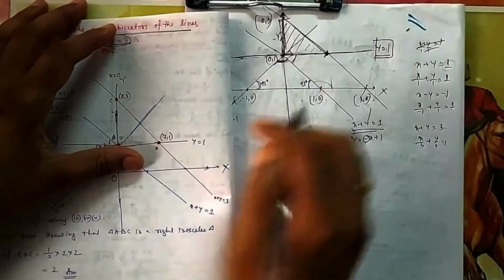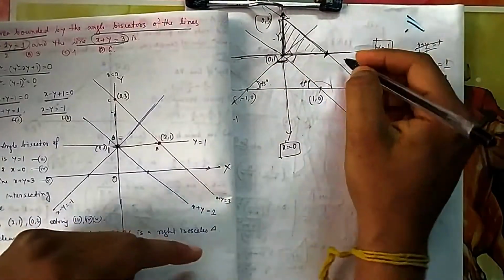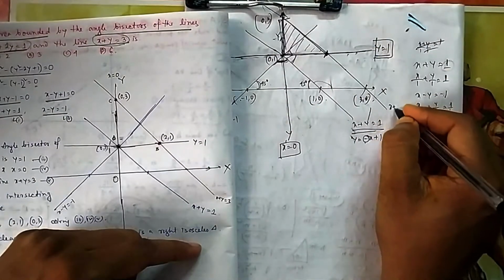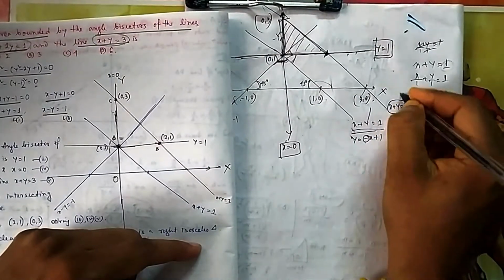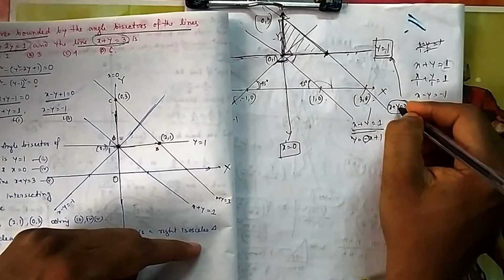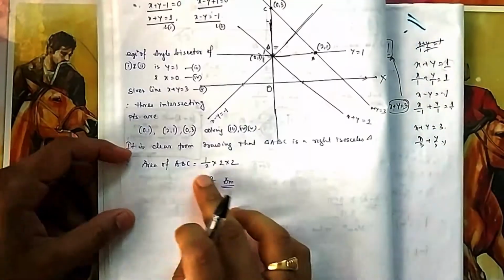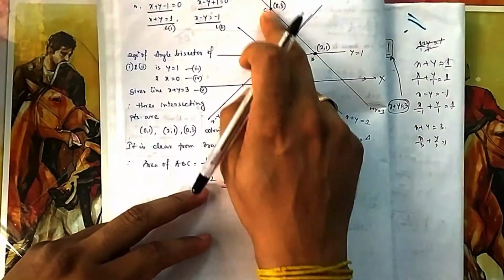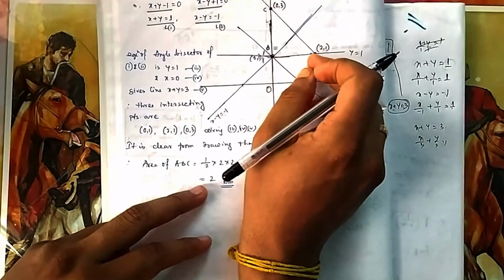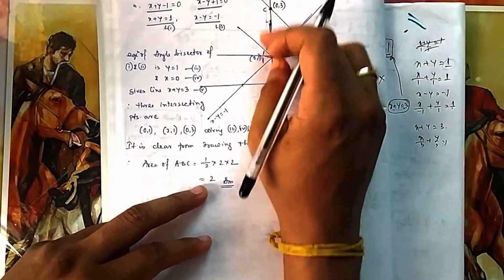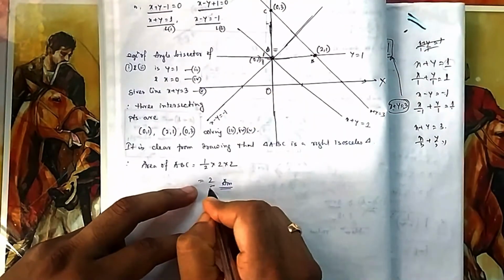Because this is the line y equal to 1, and if you solve it with x plus y equal to 3, putting y equal to 1, x equal to 2. So this point is (2, 1). Now you can apply half into height into base. What is height? Height is here 2. What is base? Base is also 2, because this is 2 units, 3 minus 1, 2 units. So half into height into base, the area is equal to 2.